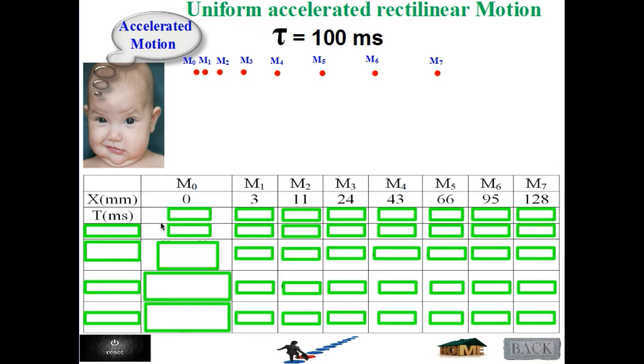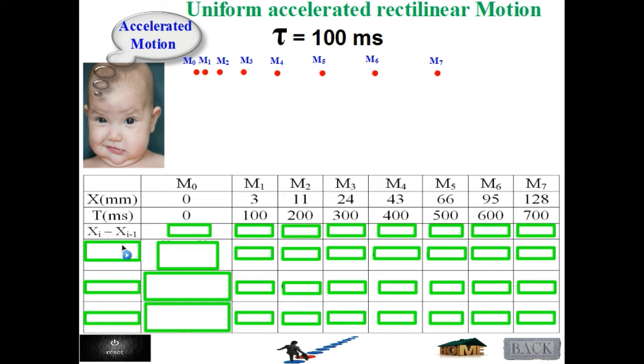Now we will take the time. As we said, we start timing at the beginning at M0. We took 100 millisecond as the tau. So at T0 it is 0. At T1, at M1, it is 100 millisecond. Of course, M2 200, 300, 400, 500, till 700 millisecond when we reach M7.